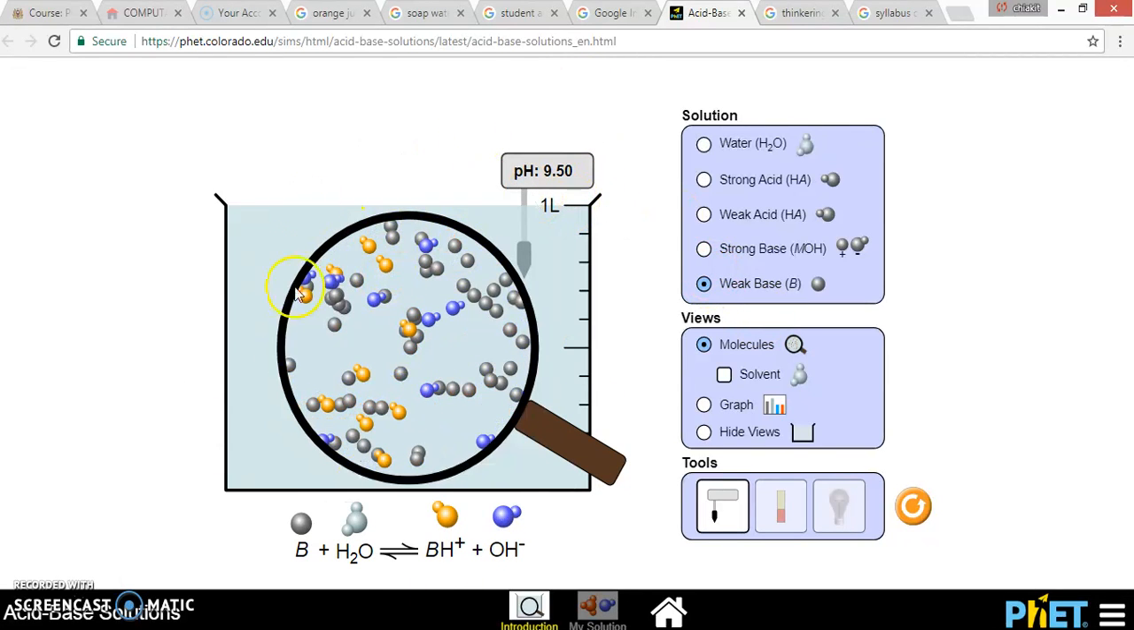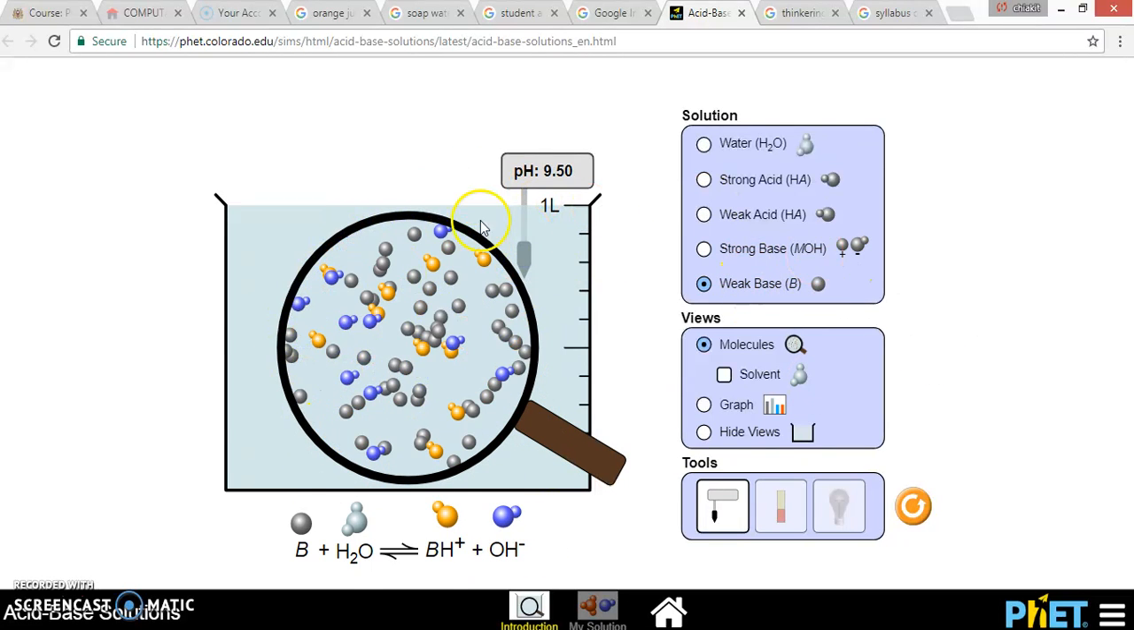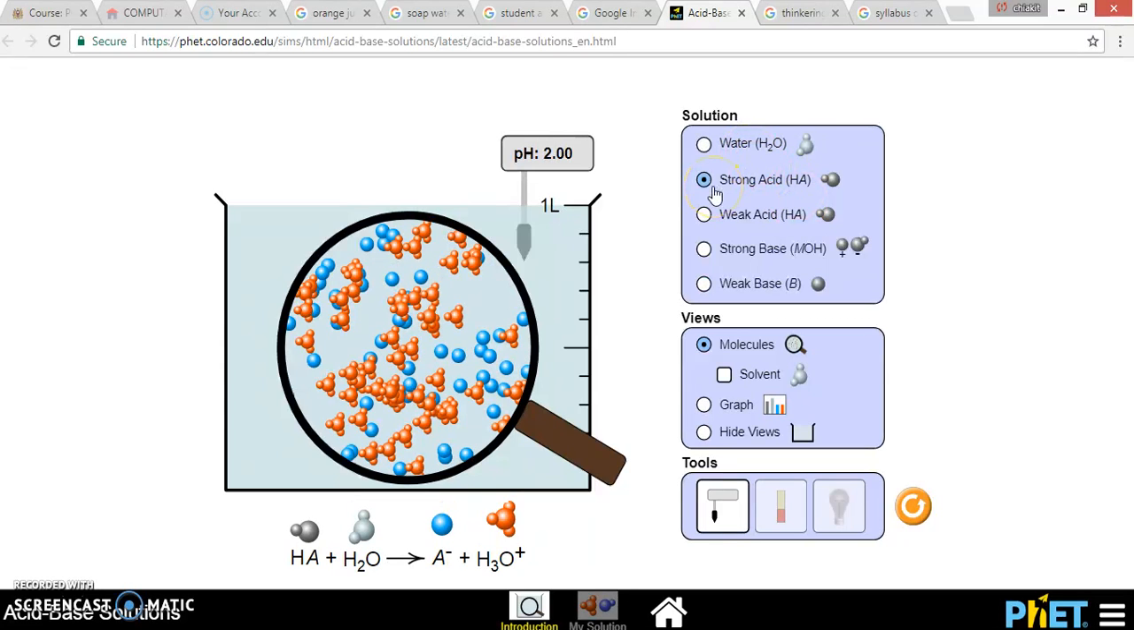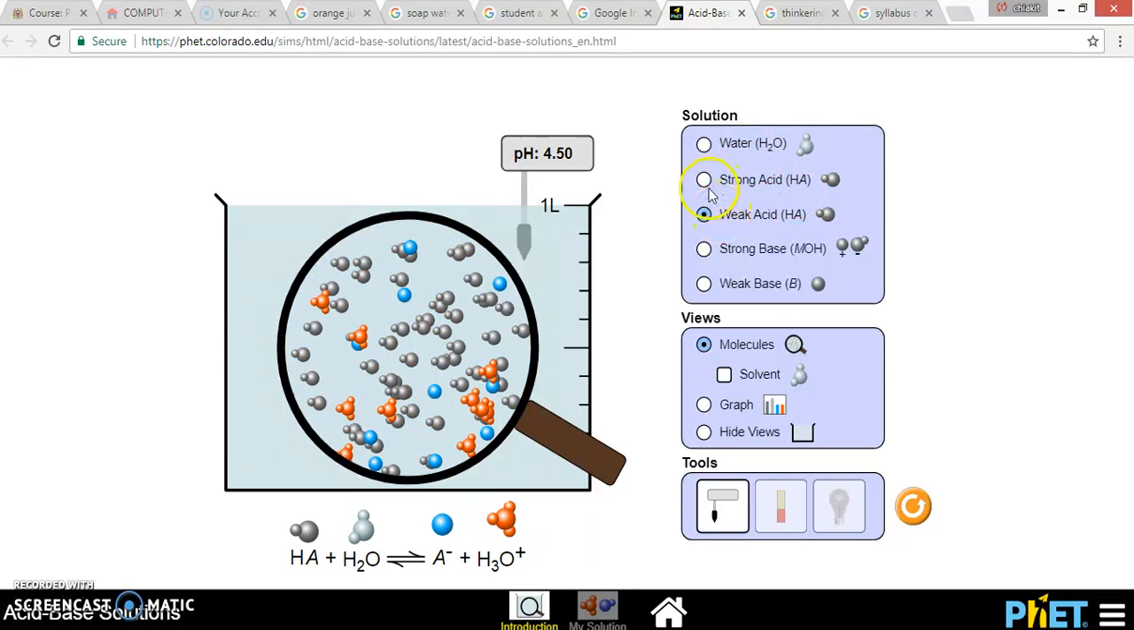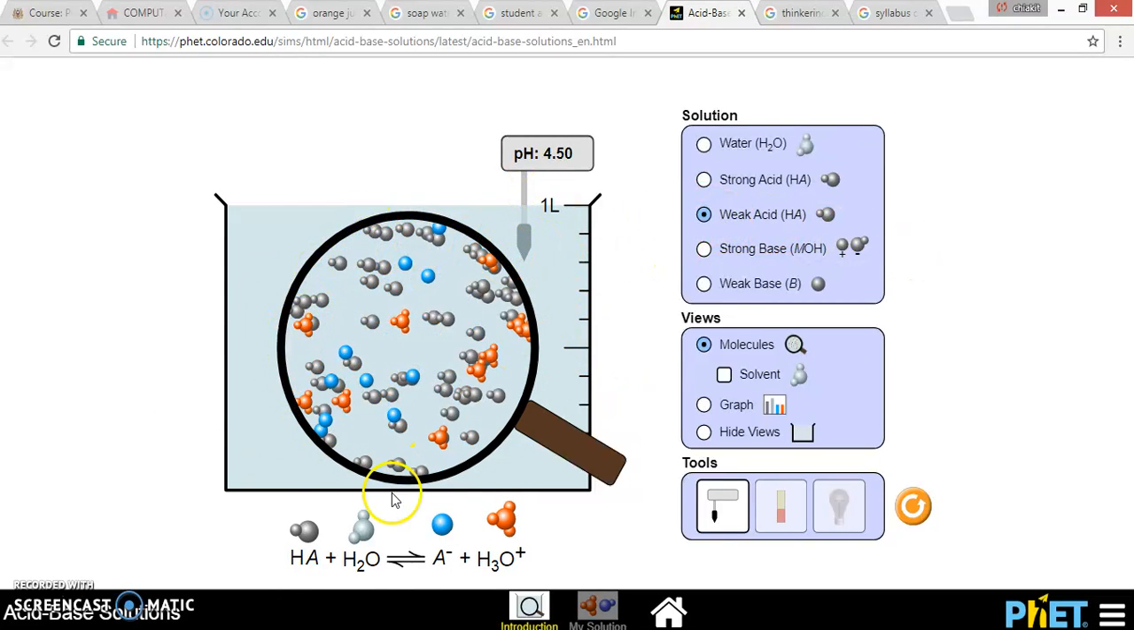Okay, the strong base has more hydroxide ions inside the solution, and the weak base has fewer hydroxide ions inside the solution. Through here, the teacher is going to explain why. Why is it named strong acid and why is it named weak acid? Because strong acid has more hydrogen ions, and weak acid has fewer hydrogen ions.